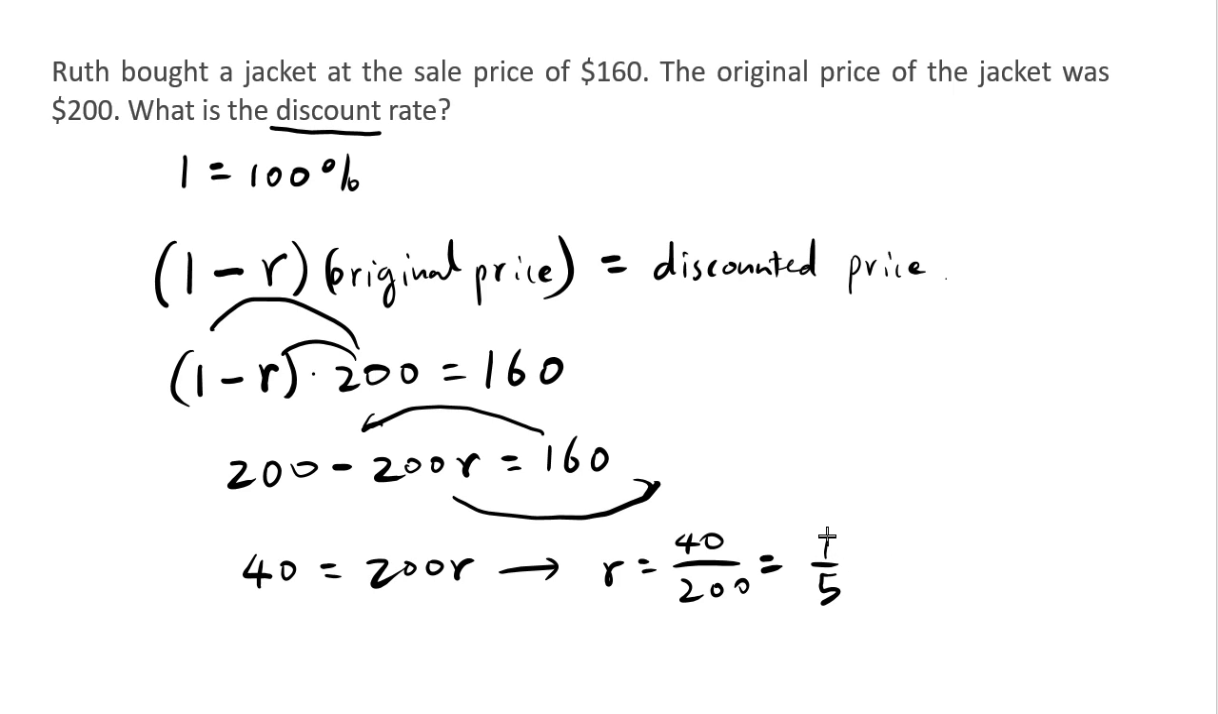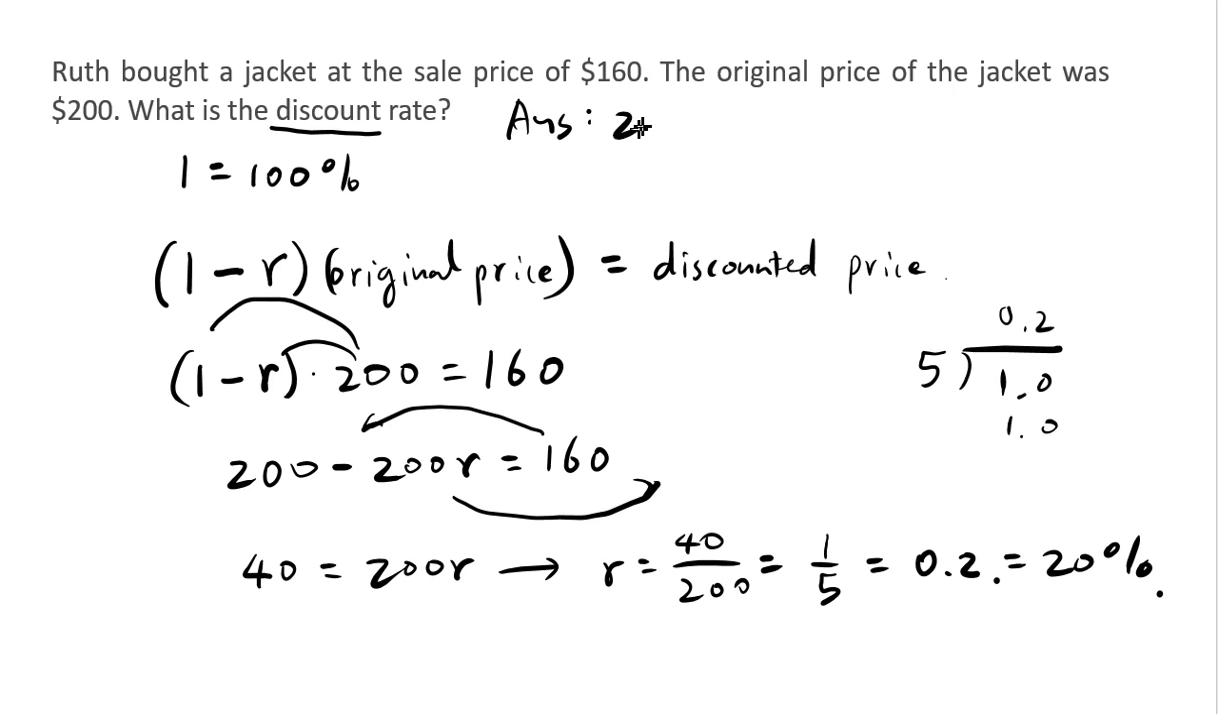Or, because 1/5 is 1 divided by 5, and 5 times 2 is 10, you see that this is the same as 0.2. So what you see is that the rate is 0.2, and that's the same as 20%, right? And that's the answer. So the answer is 20%.